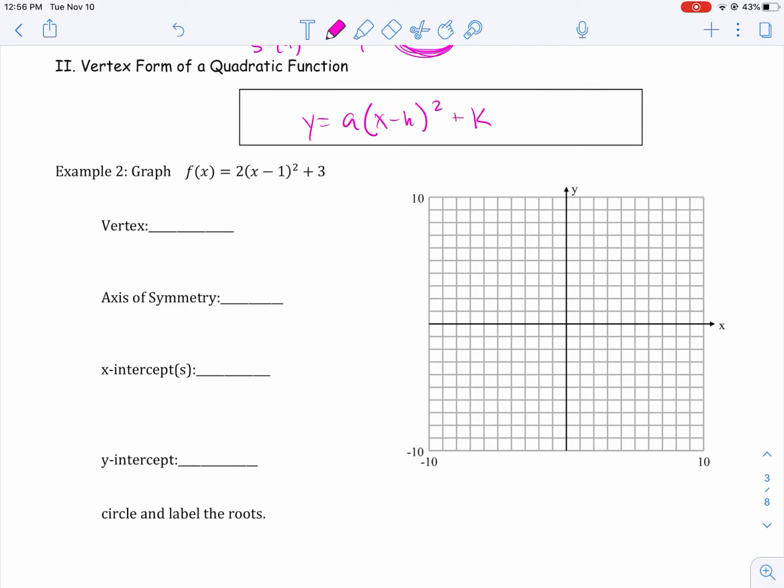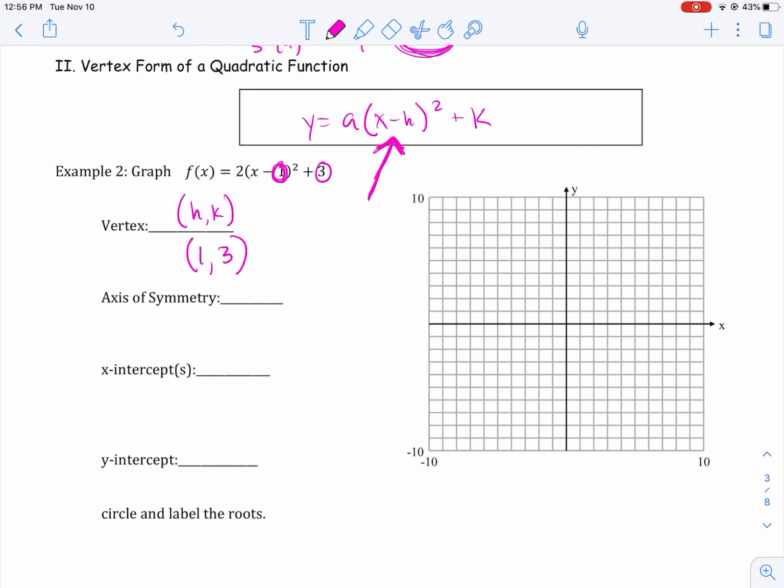Our vertex, in this case, is h comma k. Now we have to keep in mind that the formula calls for a negative sign in between the x and the h, so you have to account for that when you're coming up with your vertex. When I look at these values right here, I already see a negative sign there, so my vertex is just going to be 1 comma 3.